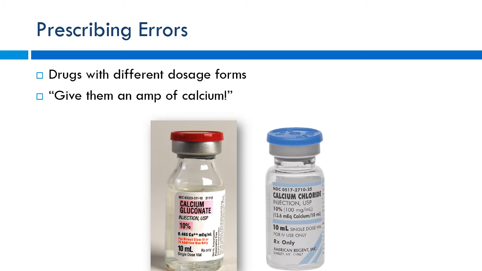Okay, so again, those are things to be really careful of. Make sure you're talking very specific. So say, I would like 1 vial or 10 mLs of calcium chloride. Okay.